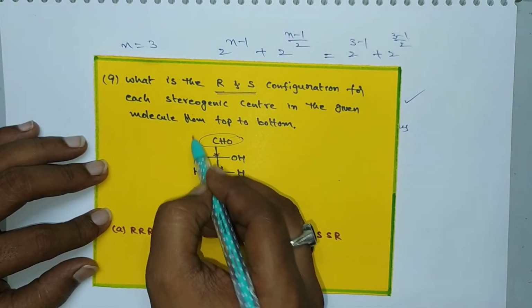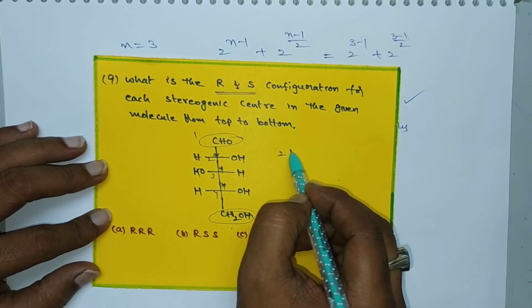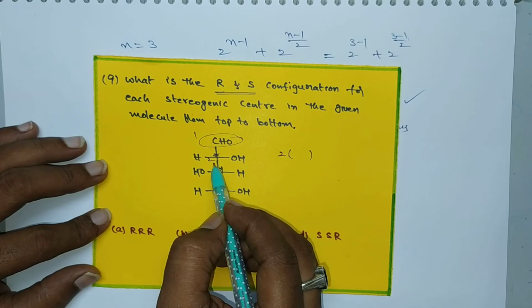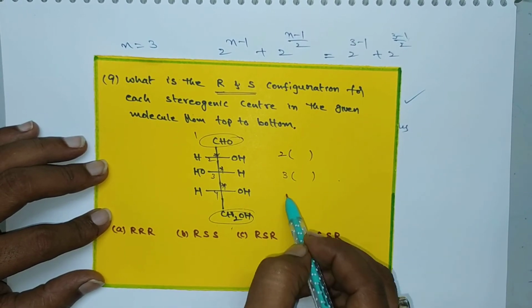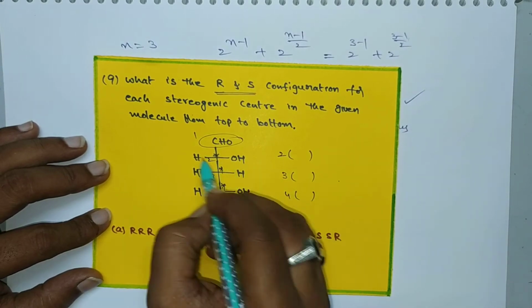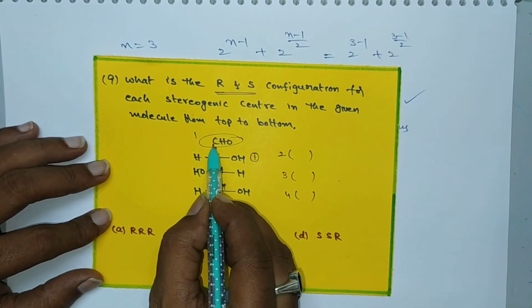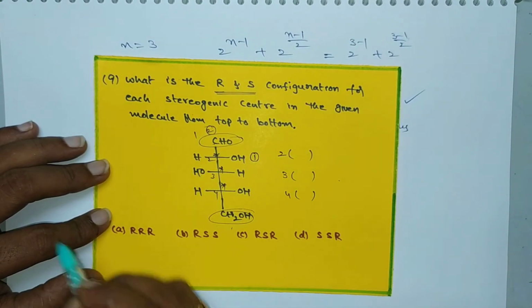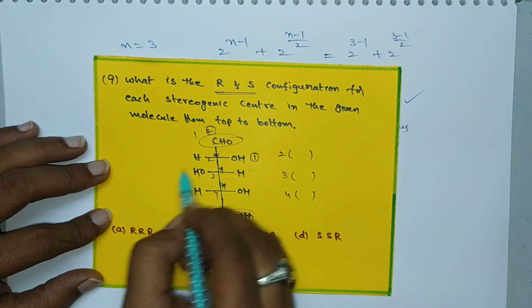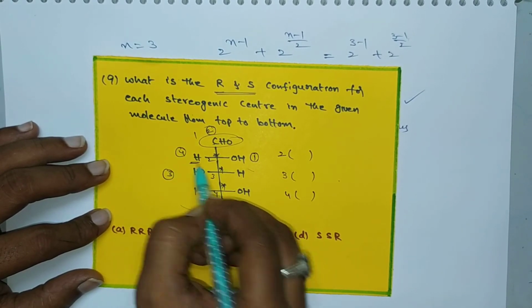Here there are 1, 2, 3, 4 carbons. The second carbon will exhibit one configuration, and again the third carbon and fourth carbon. We have to check these 3. First we have to check the order of priority. Here oxygen is 1. Here CHO is there, so it will become second, and the entire group will become third, and the lowest preferred element is hydrogen.